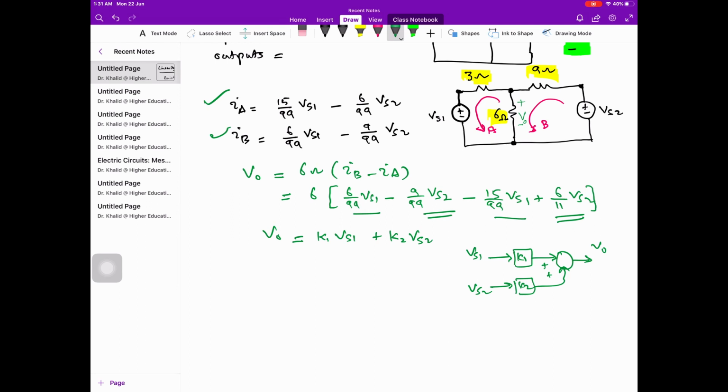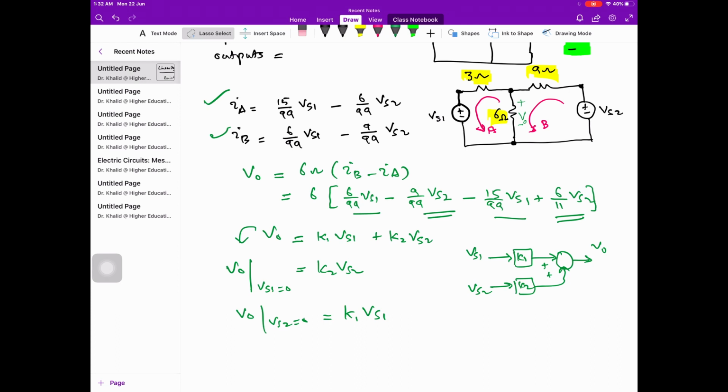And what is VO when source 1 is 0? From this equation, this is K2 VS2. And what is VO when VS2 is equal to 0? From the same equation, it is K1 VS1.